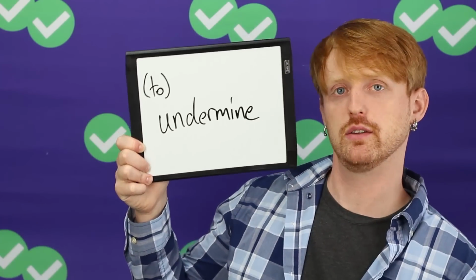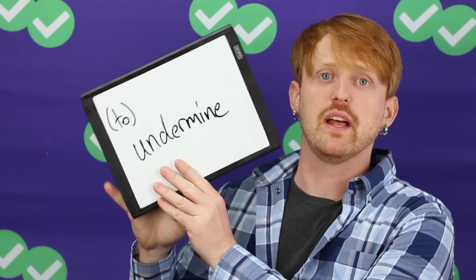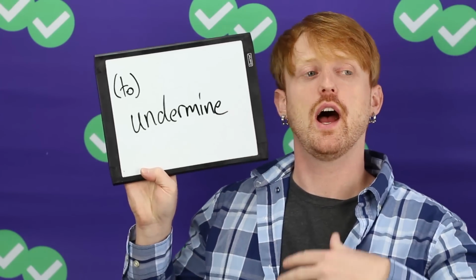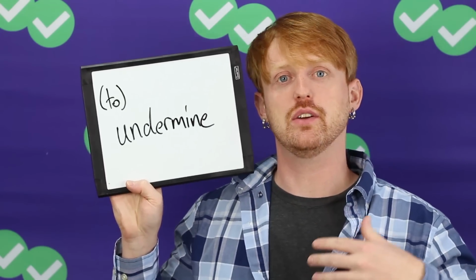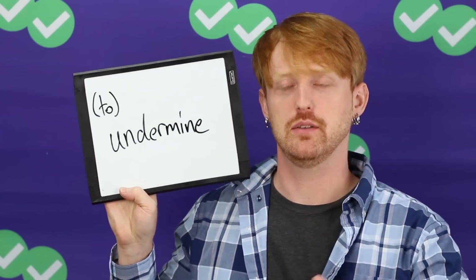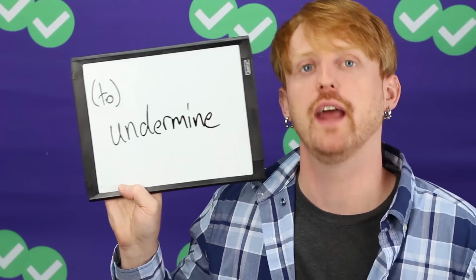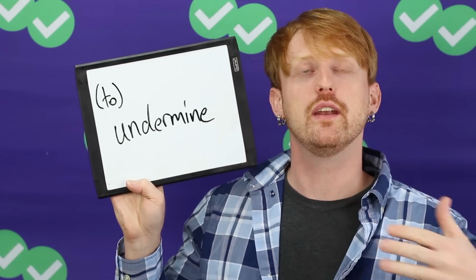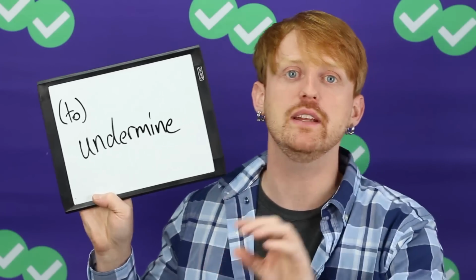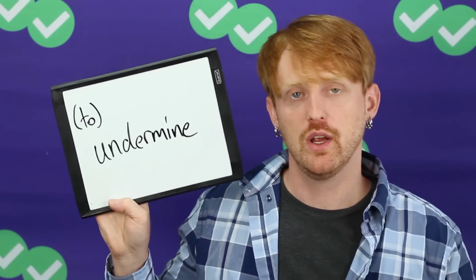So, for example, let's take this word, to undermine. This verb means that something is being shown not to be true, or it's being weakened. You're making it weak. And it's especially used when we're talking about weakening over time in many small parts.